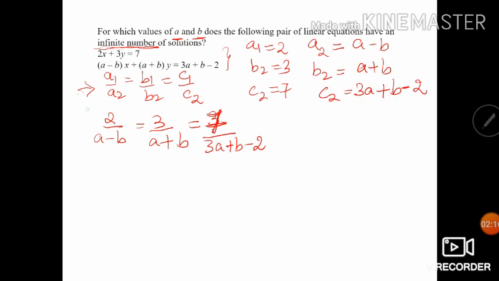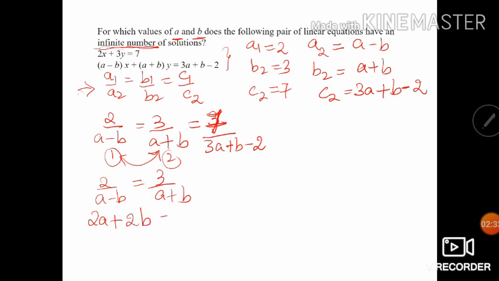So we get three ratios equal. Now, comparing the first and the second, 2 upon a minus b is equal to 3 upon a plus b. Cross multiplying, you get 2a plus 2b equal to 3a minus 3b. On simplifying and carrying the like terms to the other side, a minus 5b is equal to 0.